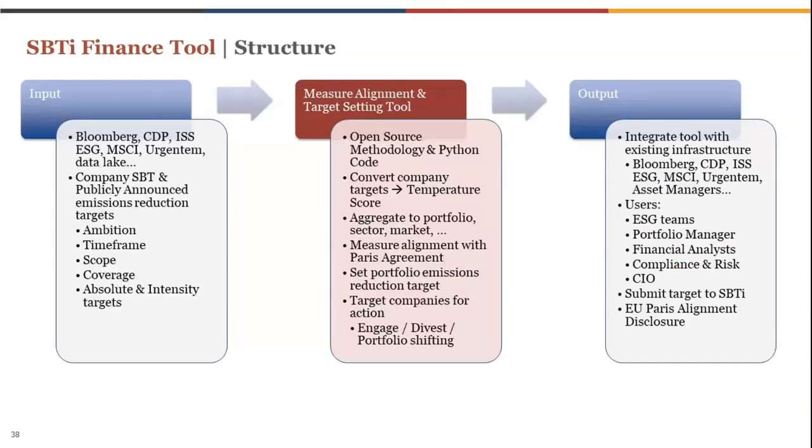So what we have developed is what you see on the screen here in the middle, which takes the input data from the left, from pretty much any data source. That includes the data that Owen was talking about, the ambition of the target, the time frame, scope, and coverage, and so on, but also corporate data such as current emissions and financial data, sector data, and so on. And then we take that and we convert the target ambition into the temperature score. We aggregate that to portfolio and sector and market level, and we let you then measure your portfolio's alignment with the Paris Agreement. And through that process, we also give you the tools in order to set the emissions target. We're going to go on to show an example of this in a moment.